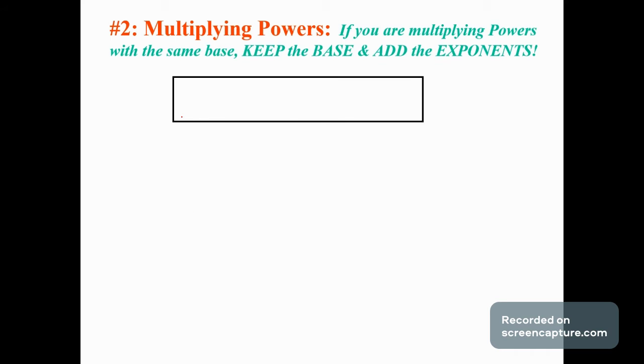Next, multiplying powers. That is our second rule, which means if we multiply powers with the same base, remember, same base, we just keep the base and add the exponents. Let's say we have x to the power of m multiplied by x to the power of n. As you can see, they have the same base x. So we copy the base, and we add their exponents, which is m plus n.